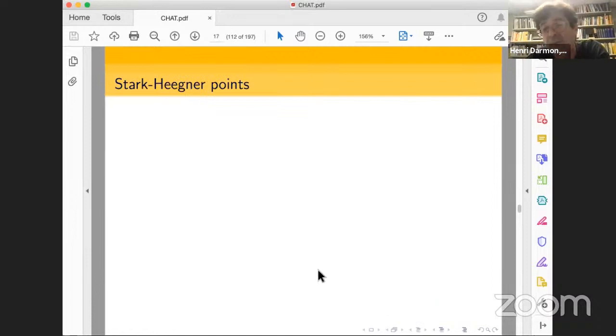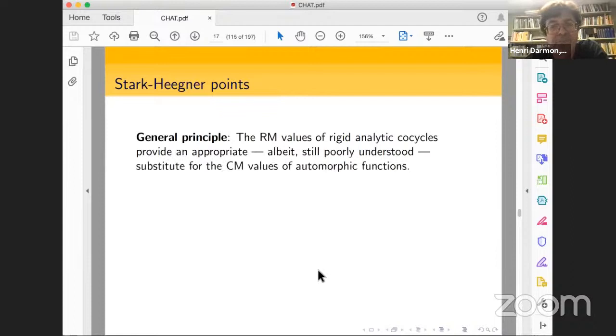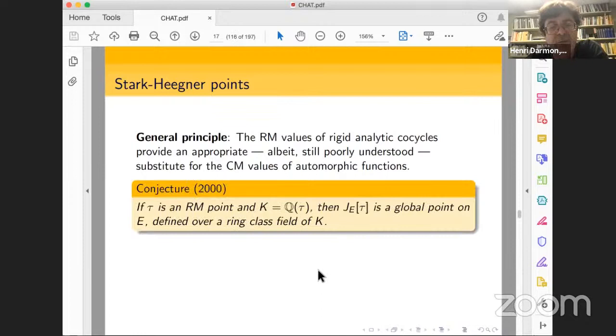And so that was what led us to Stark-Heegner points. I mean, the general principle is that these RM values should provide an appropriate substitute for CM values of automorphic functions, although we still don't understand it at all satisfactorily on a conjectural level. So the conjecture that I formulated around 2000 is that if tau is an RM point, then J_E of tau gives rise to a global point on the elliptic curve defined over a suitable ring class field of K, depending on some associated order of tau.